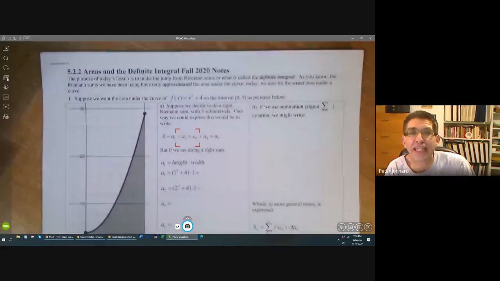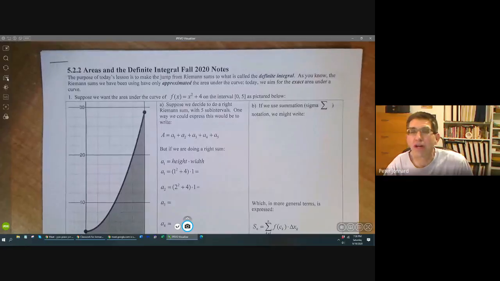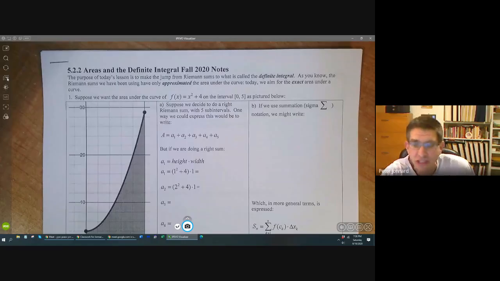Areas and the definite integral. This is the real deal with the calculus. We're going to be undoing the process of differentiation from now on, and there's lots of tricks to it, and there's all kinds of excitement involved here. And so here we go.